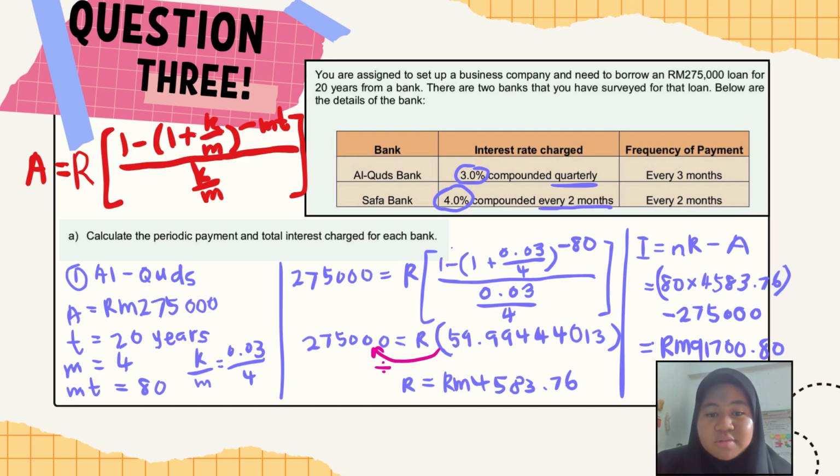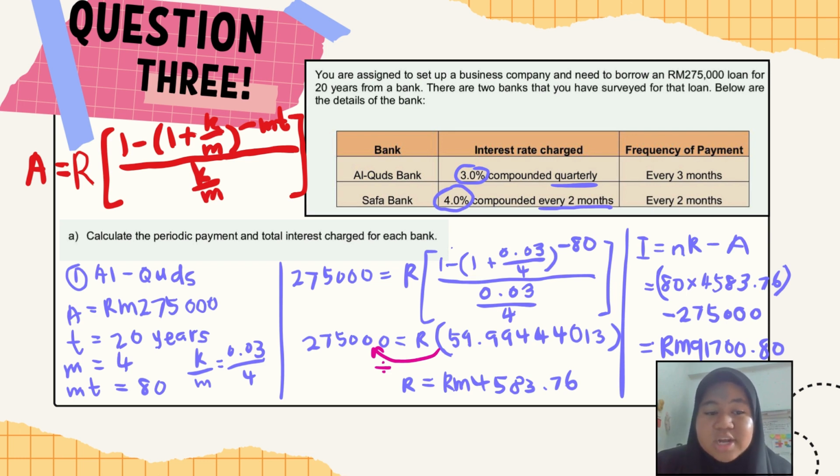The first bank, which is Al-Quds Bank, the interest rate charged is 3.0% compounded quarterly, and the frequency of the payment is every 3 months. Meanwhile, Safa Bank, the interest rate charged is 4.0% compounded every 2 months, and the frequency of the payment is every 2 months. So, A. Calculate the periodic payment and total interest charged for each bank.